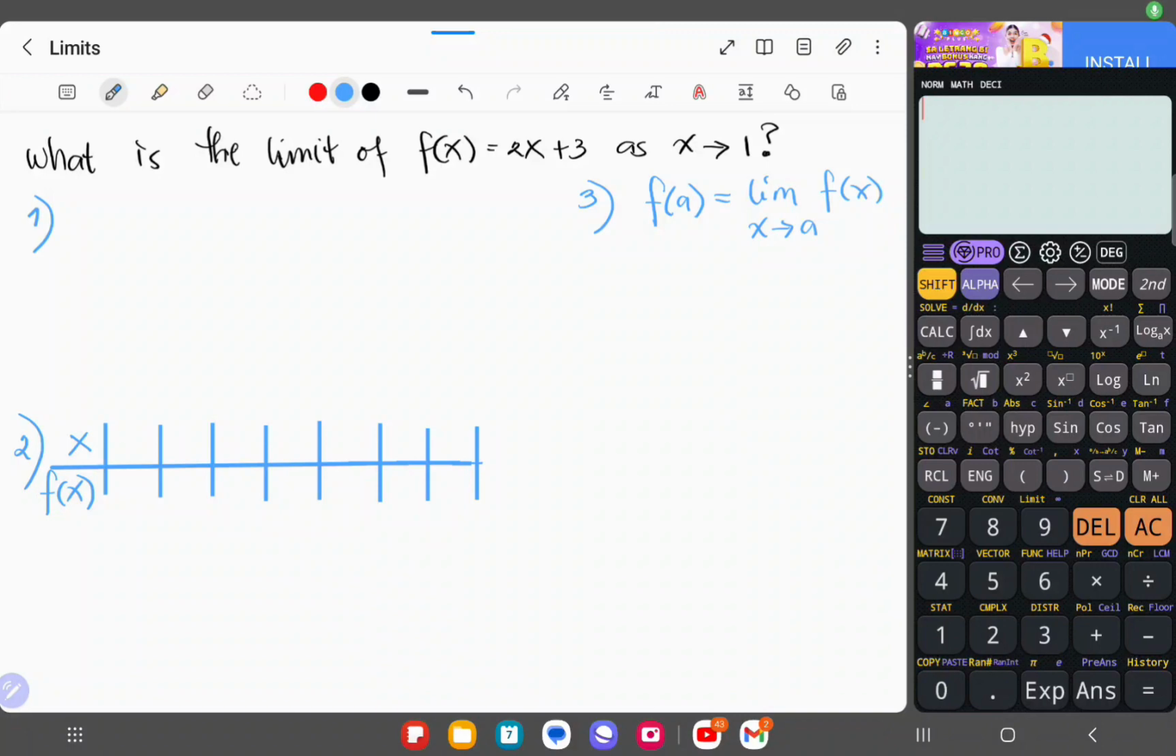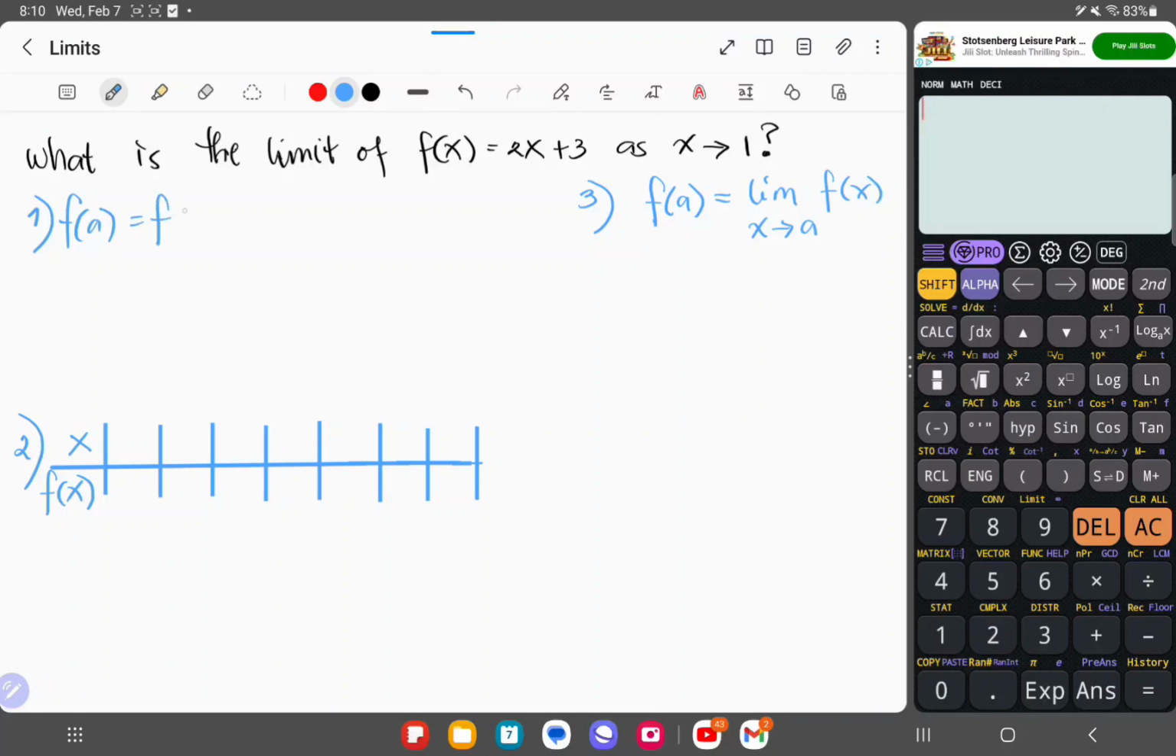Let us have another example. We are asked to determine the limit of the given function, which is 2x plus 3, a linear function, as x approaches 1. So we have to check first the value of f of a, which is the first condition that the function has a limit.